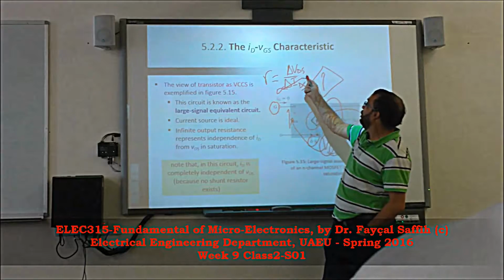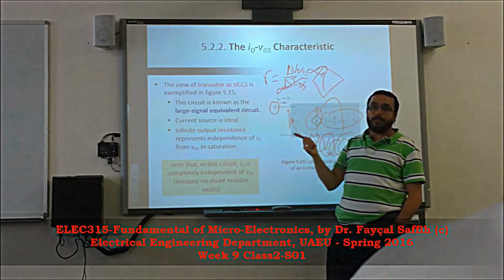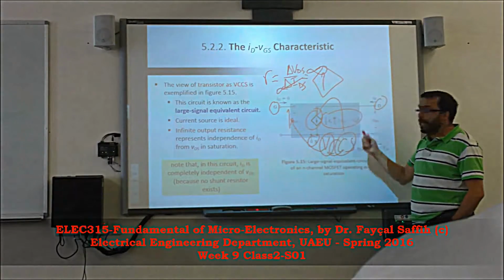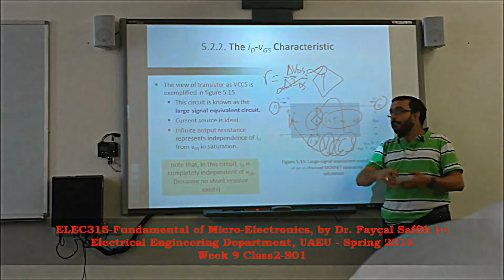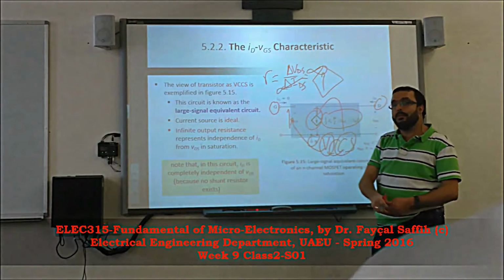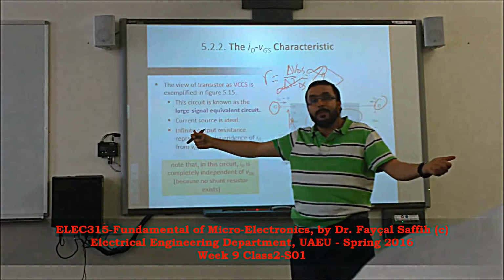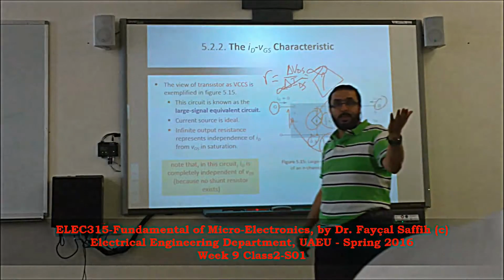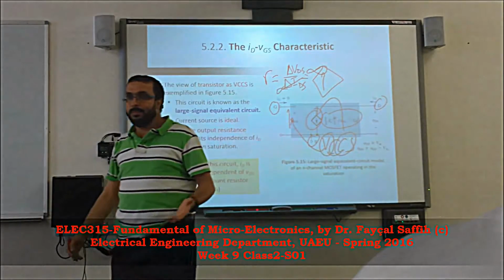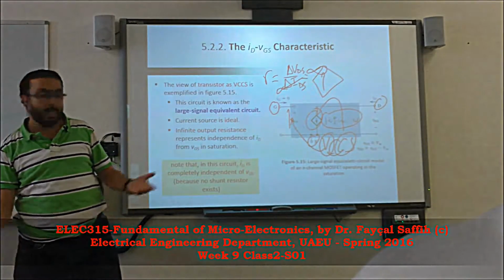So here it is actually infinite. Yes or no? Yes. So that means I have a big resistance between the drain and the source. If we have a big resistance, that means I have nothing. It's an open circuit. So that means I have no current path between the two. Got it? Simple. That's what it is.